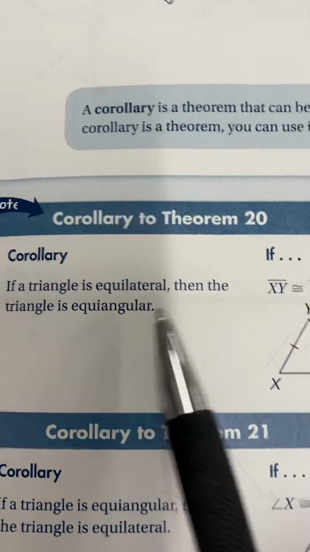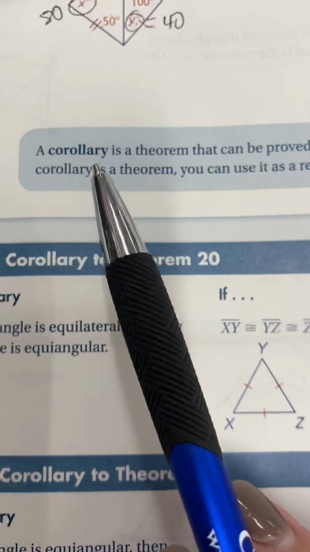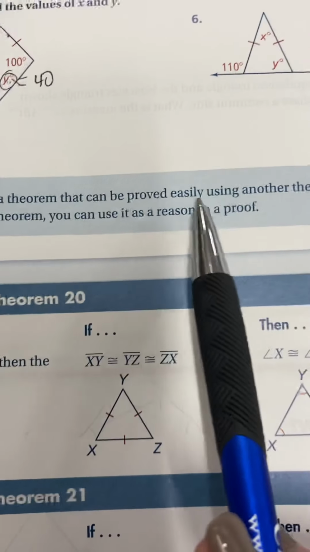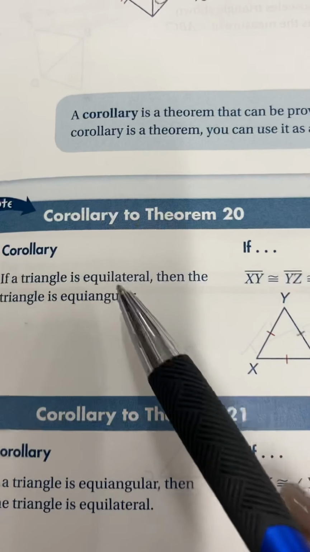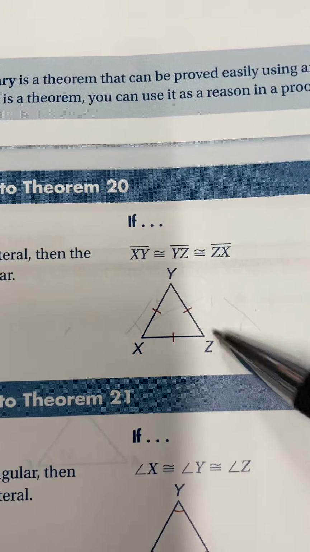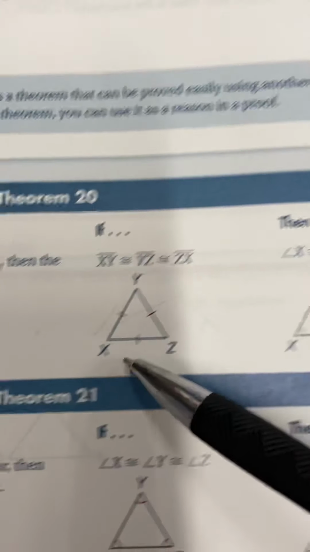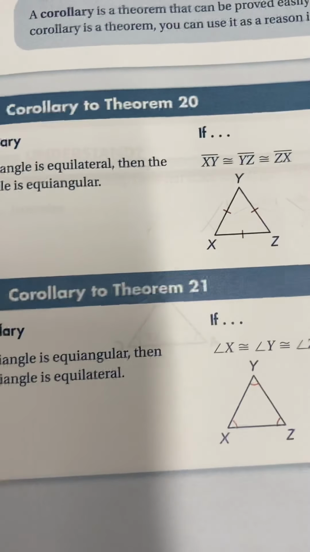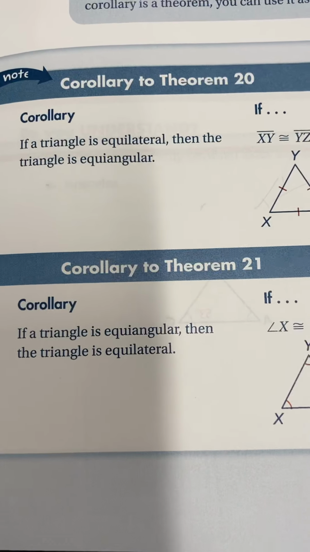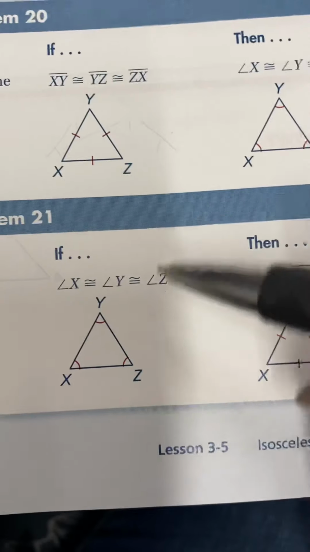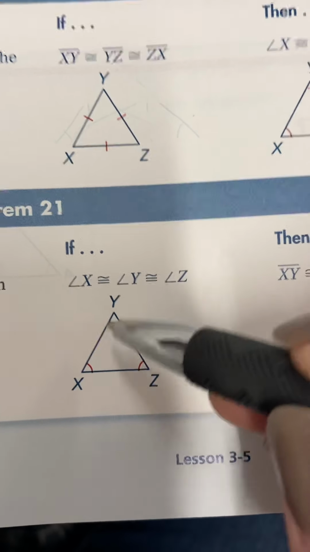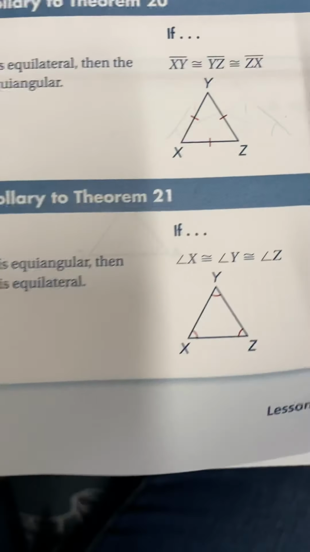Okay, down here you have some corollaries to some of these theorems. A corollary is just a theorem that can be proved easily using another theorem. So what it says here is if you have an equilateral triangle, now an equilateral triangle means all three sides have to be the same, then all three angles have to be the same. And then the same thing here, if all three angles are the same, then all three sides have to be the same. And remember, we had it on one of the homework assignments. On every equilateral triangle, it's 60, 60, and 60. All right, so that's pretty much it.